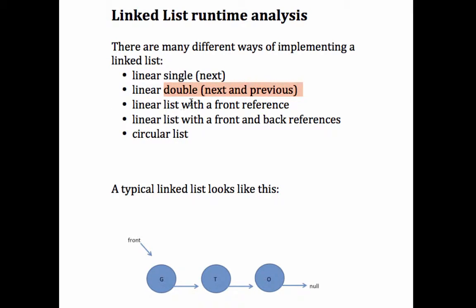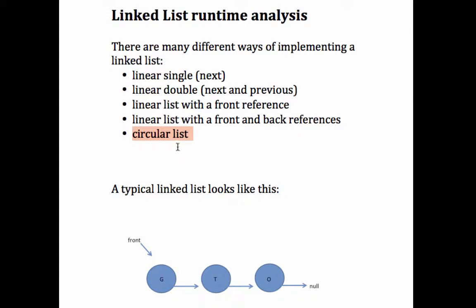Also, most of the time, we have a linear linked list just with a front reference. In other words, looking at this picture, this is the typical linked list in which we have only one external reference called front or head, and that refers to the very first node. But in some cases, you're going to see that it's possible to implement a linked list that has two references, one that refers to the very first node and one that refers to the very last node. And if we do that, that's going to affect the runtime analysis.